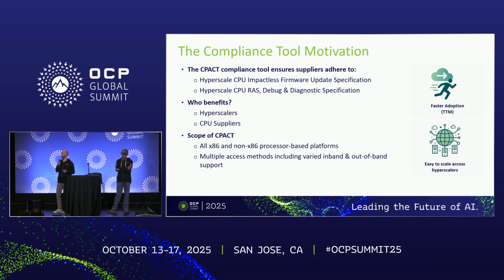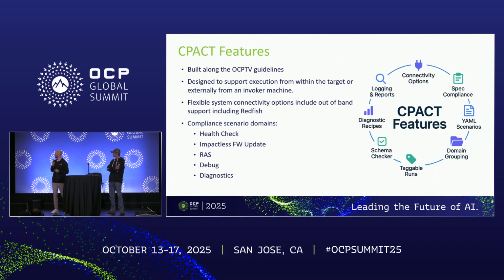On one side, you have the hyperscalers. The hyperscalers can benefit from this because they can onboard with confidence and ease. The second one is suppliers. Suppliers benefit from this as well because they're able to self-validate the platforms and features that they're building. They don't have to predict what their end customer or their hyperscaler might need. CPACT covers both x86 and ARM-based processors, so we want it to be inclusive of the whole industry, and it also provides multiple access methods, so doing it both in-band and out-of-band. And really what's important is that it allows us to move faster as an industry, so quicker time to market, and it benefits not only hyperscalers and suppliers, but the whole wider community.